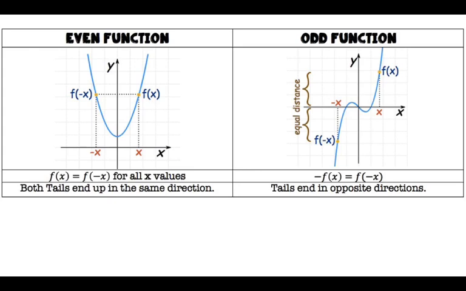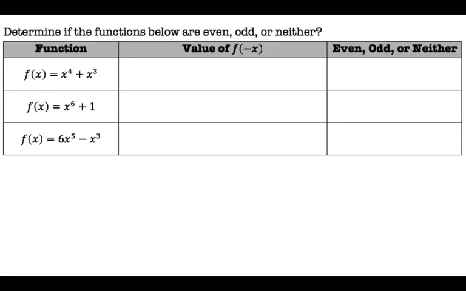So to check if a function is even, f of x has to equal f of negative x for all x values, so we'll just plug in a negative x instead of x and see if they're the same. And for an odd function, negative f of x has to equal f of negative x. So we'll plug in a negative x for all the x's, and if everything is the opposite, then it's odd.